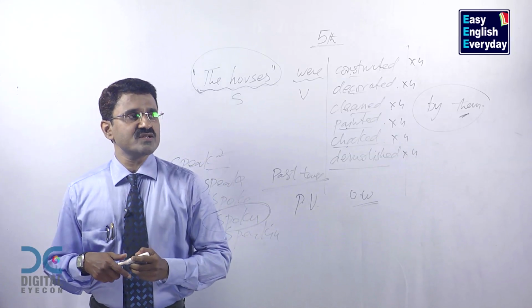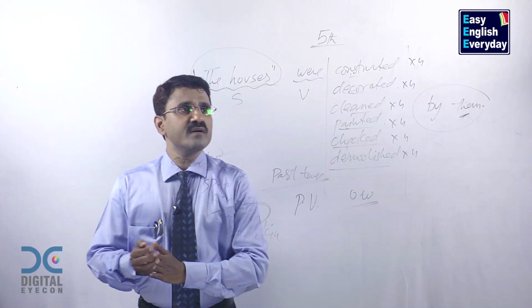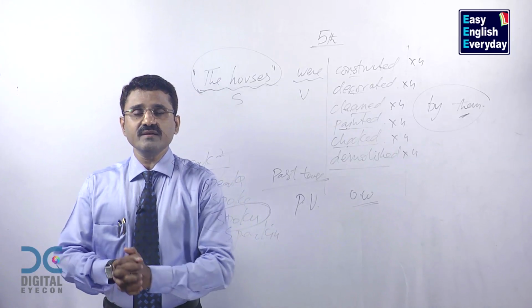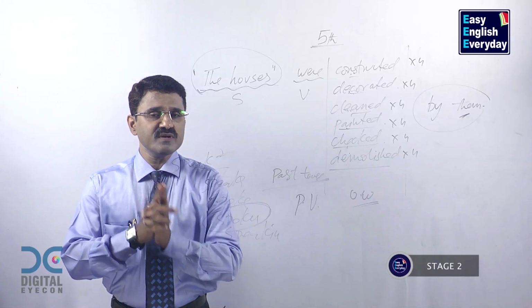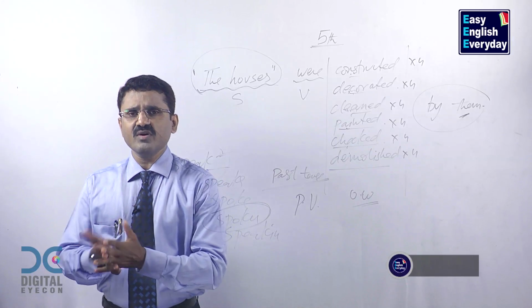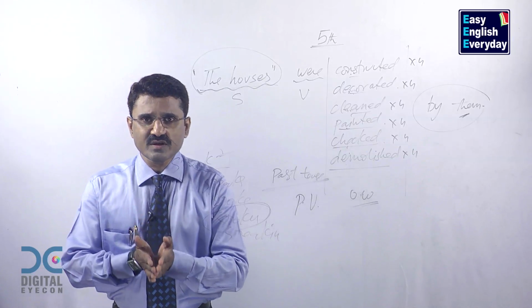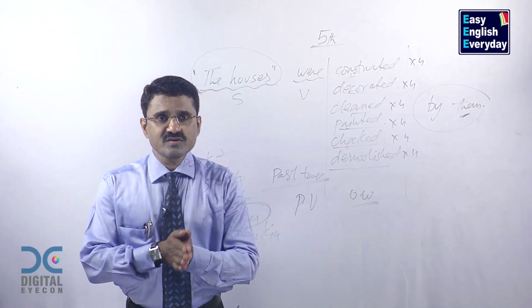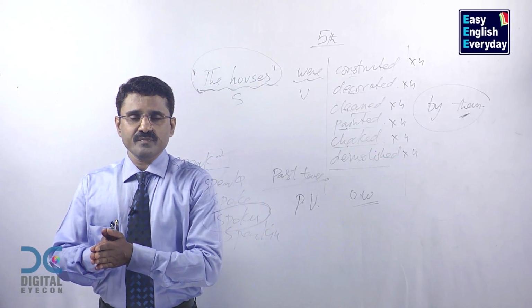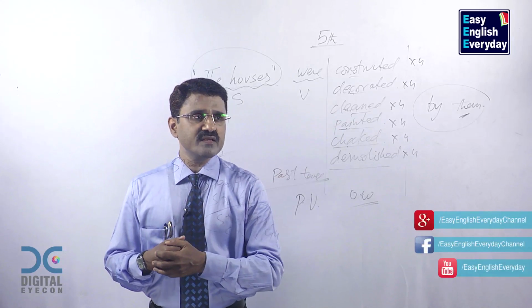The houses were constructed by them. The houses were not constructed by them. Were the houses constructed by them? Weren't the houses constructed by them? The houses were decorated. The houses were not decorated. Were the houses decorated? Weren't the houses decorated? The houses were cleaned by them. The houses were not cleaned by them. Were the houses cleaned by them? Weren't the houses cleaned by them?